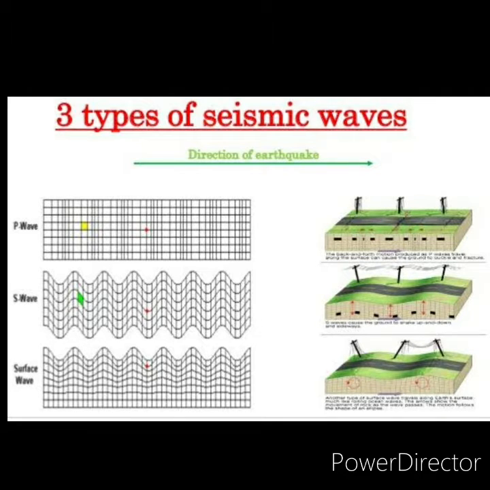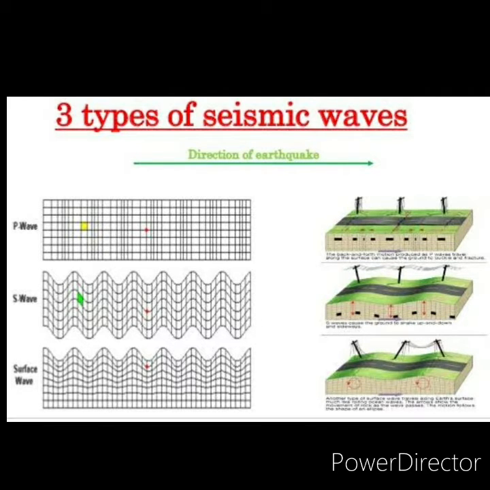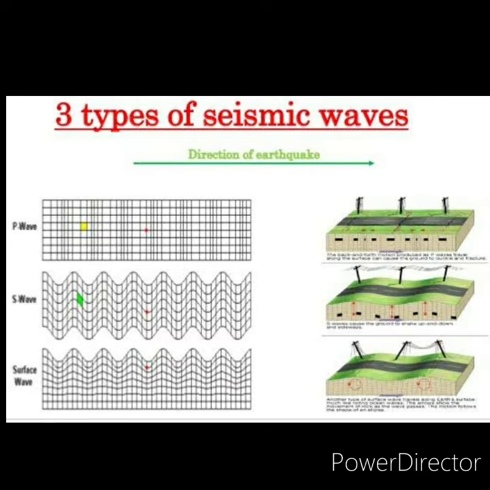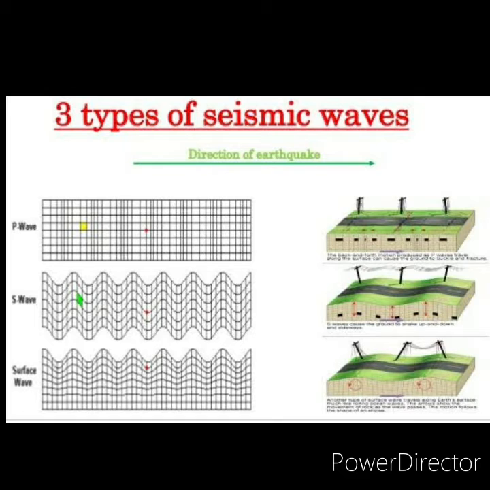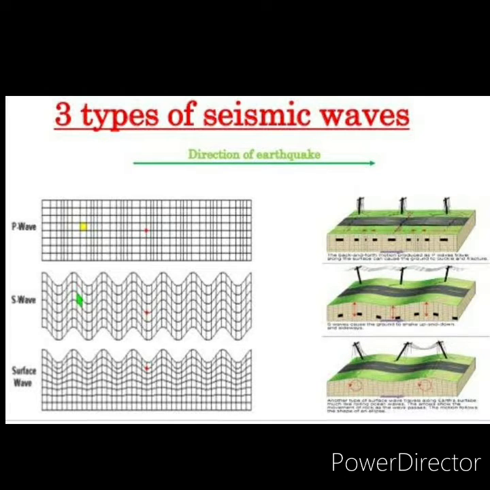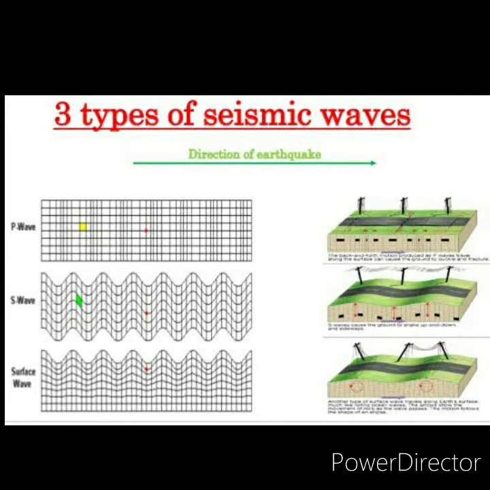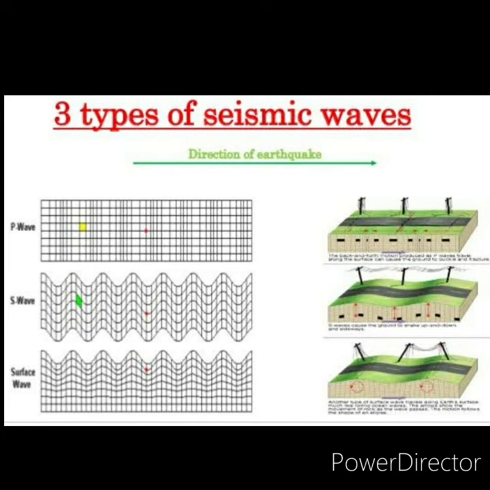Next, secondary or S waves. They travel only through solids. These transverse waves shake the ground perpendicular to the direction in which they propagate. The average velocity of these waves is 1 km per second to 8 km per second.